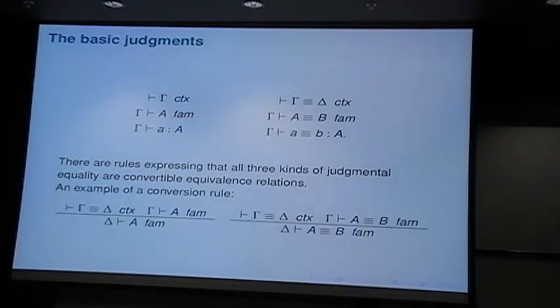An example of a convertibility rule is that if gamma and delta are equal contexts, and in gamma you have a family, then the same family is also a family over delta. Likewise, if A and B are equal families, and X is a term of A, then X is also a term of B. These kinds of rules are standard and are always assumed, so here I'm going to be a little bit quick.